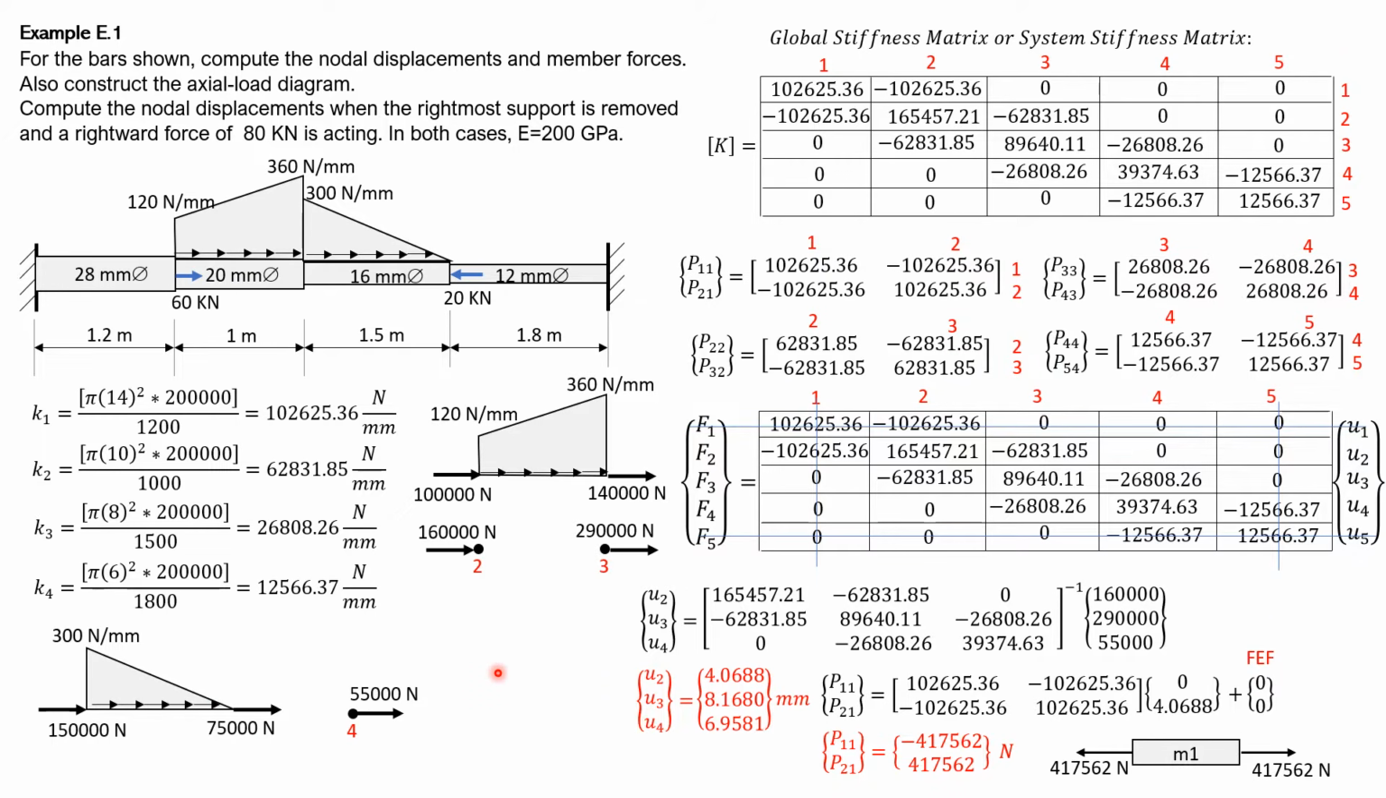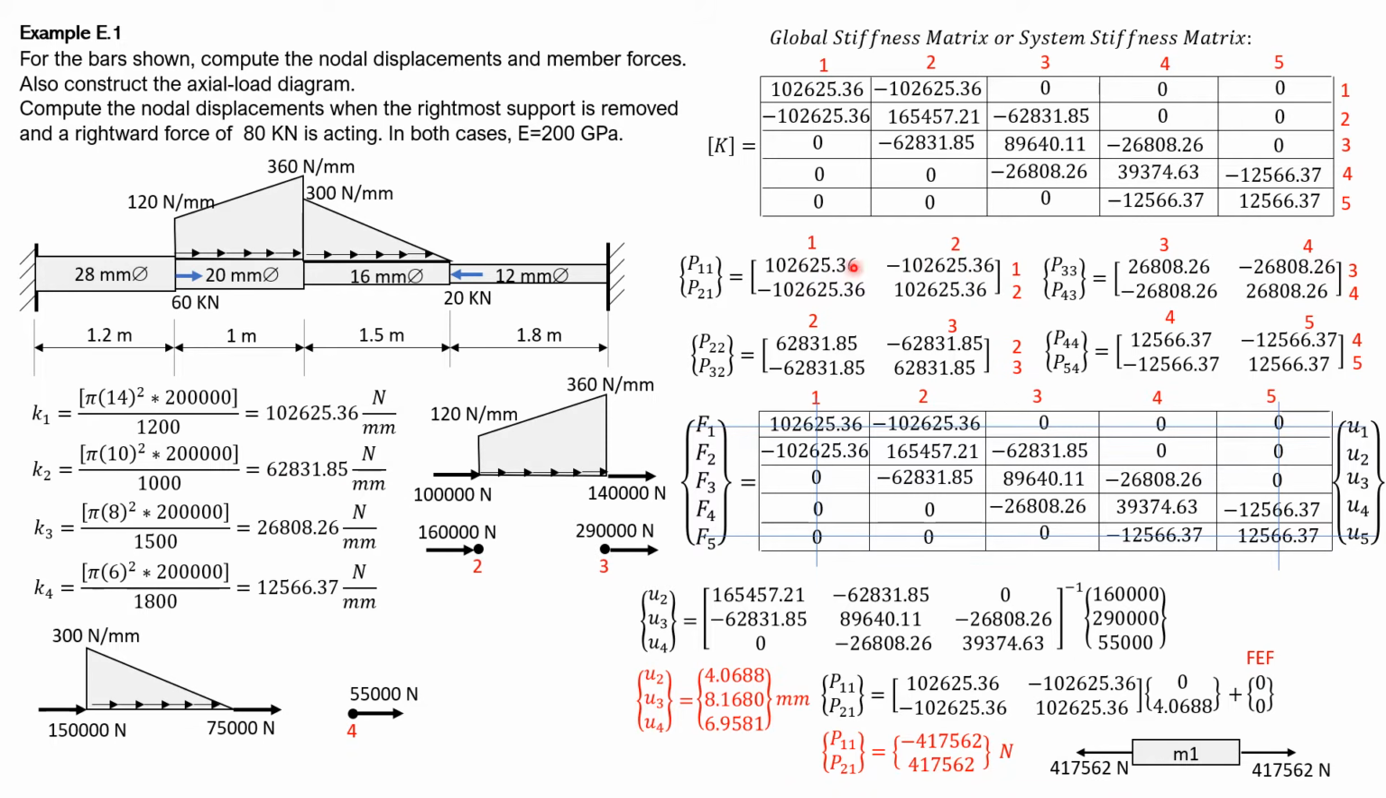Next, we write the global stiffness matrix, or the system stiffness matrix, or the other term, structural stiffness matrix. So let's number it 1, 2, 3, 4, 5 and 1, 2, 3, 4, 5. I'll discuss first how to fill this up using the basic approach. Then also let's verify by our shortcut way. So we write the individual stiffness matrix, which is this one.